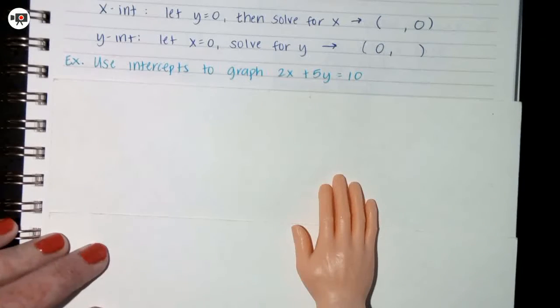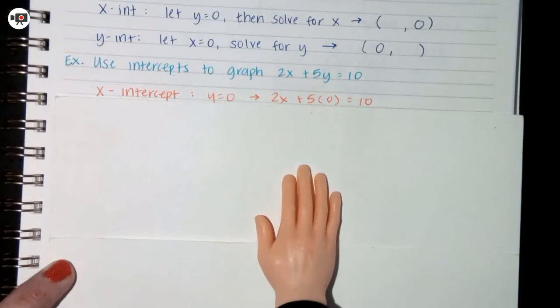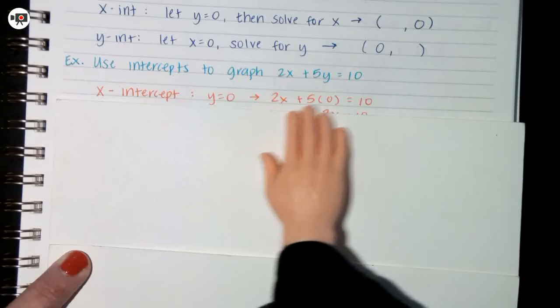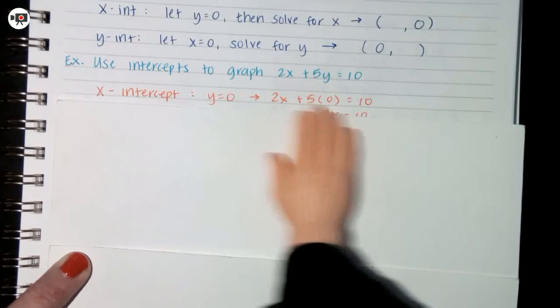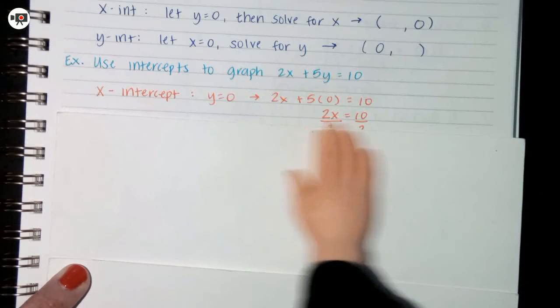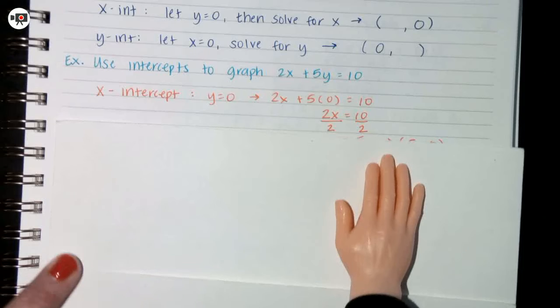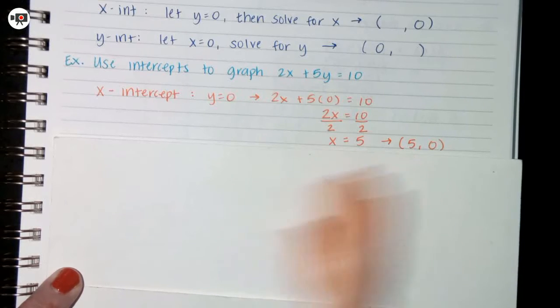So we're going to use the intercepts to graph 2x plus 5y equals 10. For my x-intercept, y is 0, so that is 2x plus 5 times 0 equals 10. 5 times 0 is 0, so 2x plus 0 is 2x equals 10. To get x by itself, divide each side by 2. And x equals 5 for the point 5, 0.